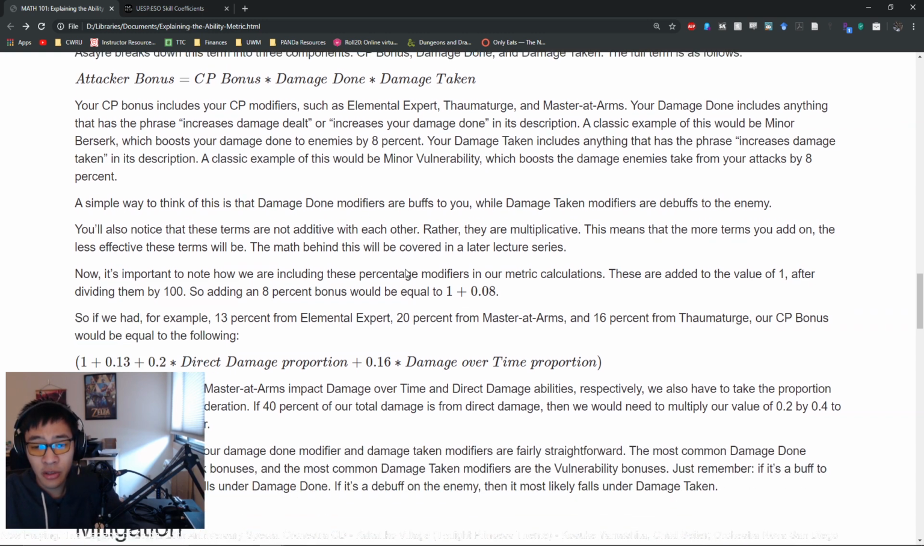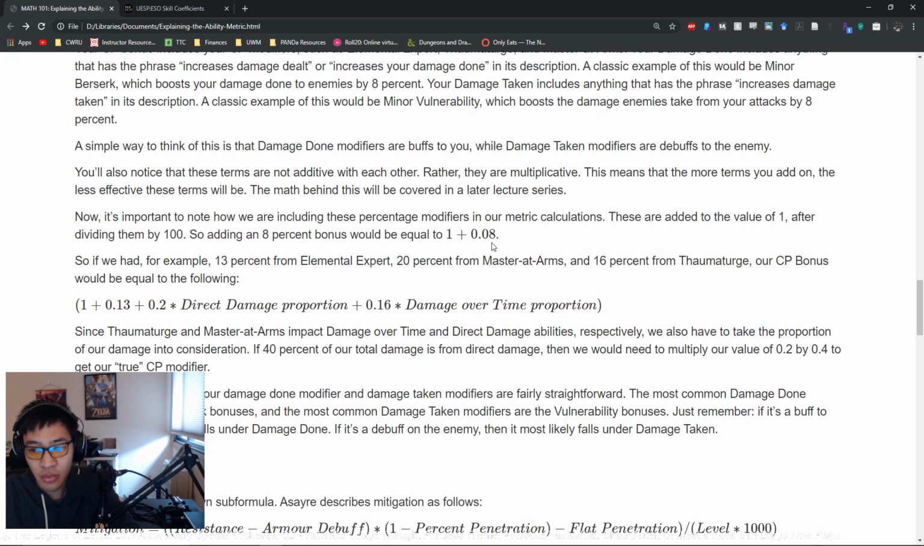So when we include these modifiers in our calculations, we basically add the value to 1 after you divide them by 100. Basically, we're taking the percent value and turning it into a decimal value. So turning a percent to a decimal, you divide by 100. Turning a decimal to a percent, you multiply by 100. So if you want to add an 8% bonus, it would be 0.08, because 8 divided by 100 gives you that 0.08, and you add it to 1.